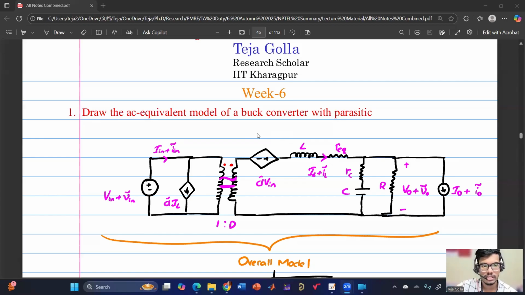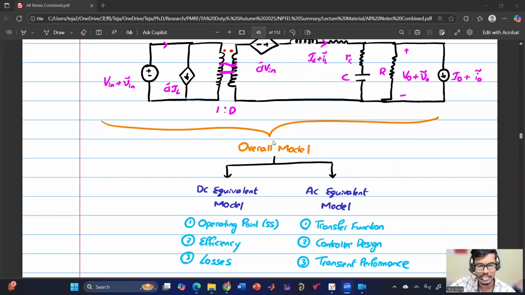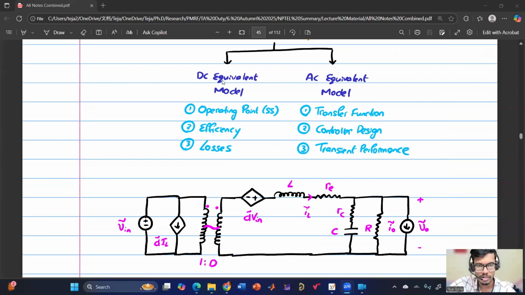Okay. So in week 6, we started with the AC equivalent model because in the previous week we discussed the DC equivalent model. Here we got the AC equivalent model. I also mentioned why the DC equivalent model is needed: to calculate the operating point, efficiency as well as losses. The AC equivalent model is needed to get the small signal transfer function, which we can use for the controller design and to check the transient performance.